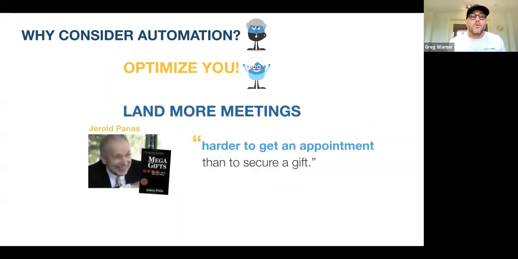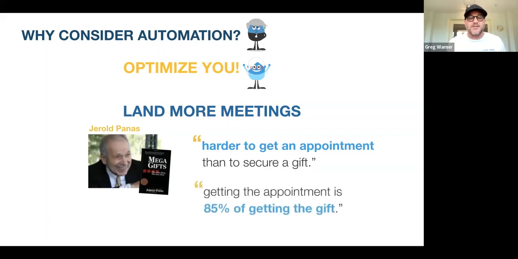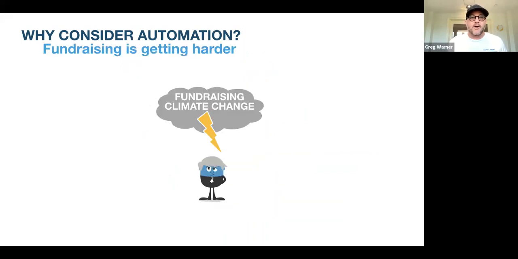Oh, and yeah, I forgot about Jerold Panas. Some of you may have known this guy. He's unfortunately been gone a couple of years now, but he wrote about 20 books on major gift fundraising. And he wrote one time, I thought this was terrific, it's harder to get an appointment than to secure a gift. In fact, if you could just get the appointment, you'll be about 85% of the way there. So that's the biggest challenge that we hear about here at MarketSmart, and the reason why we recommend automating a lot of processes to help you get those appointments with people who are ready.